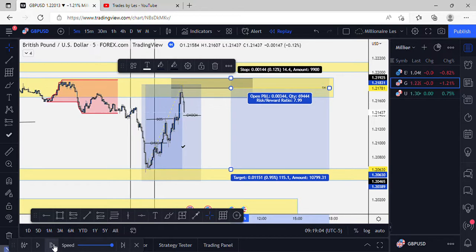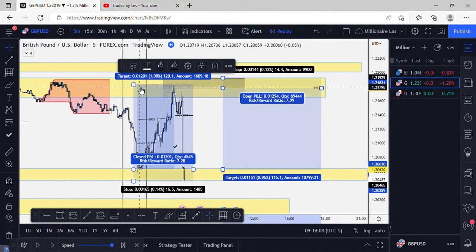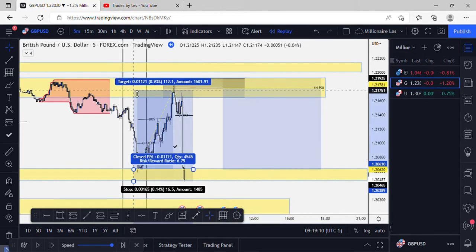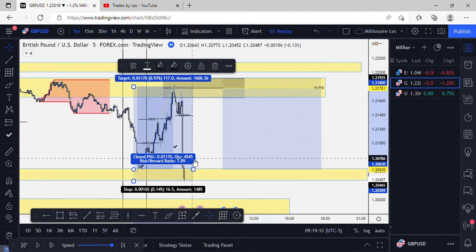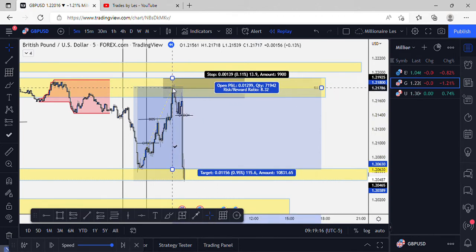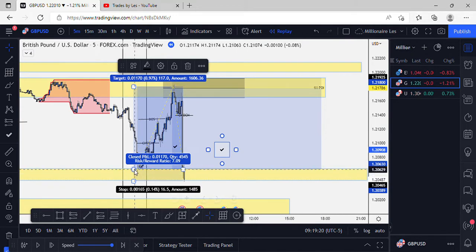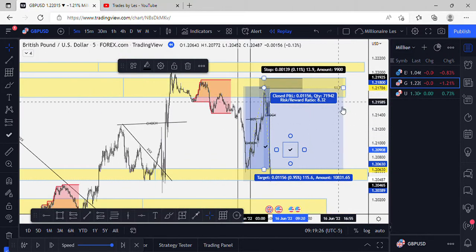Price goes, boom, does its thing. So take profit hit on this trade, and then take profit was hit on this trade. Because remember, I did a sell to buy and then a buy to sell. So boom, boom, 14%.